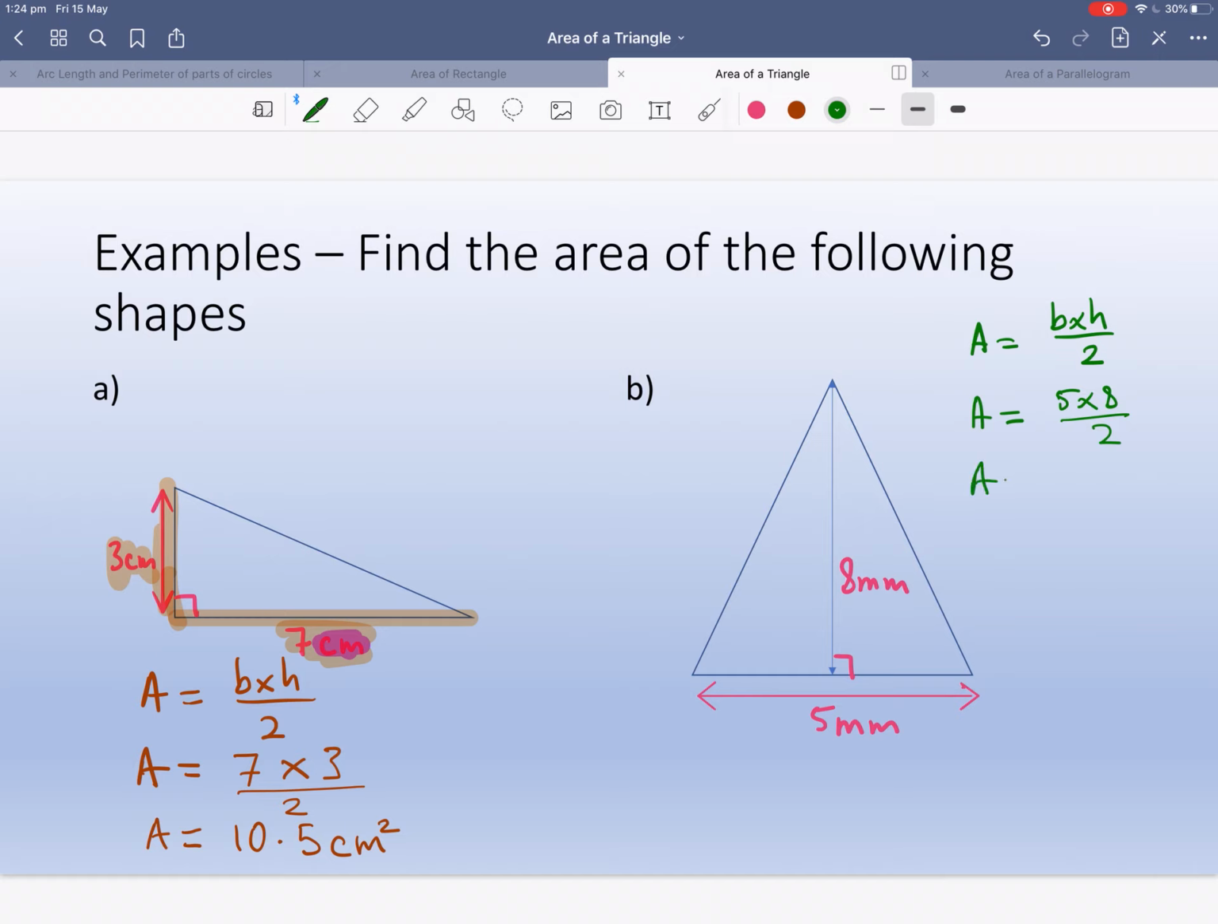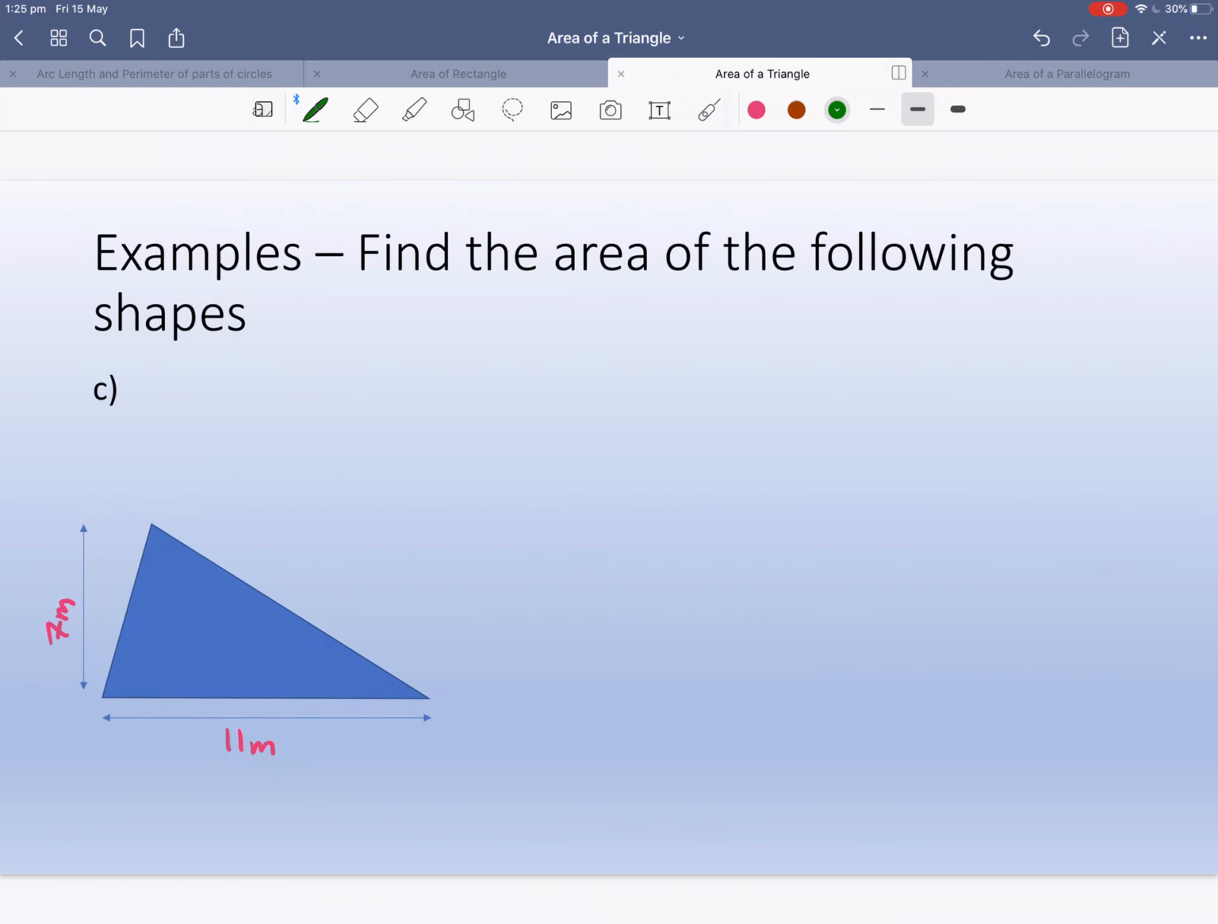Okay, so area will equal 20, and our units are millimetres, so we need to include that in. And remember that area is square area, so we need to square it there. Okay, that's it. So now one final example.